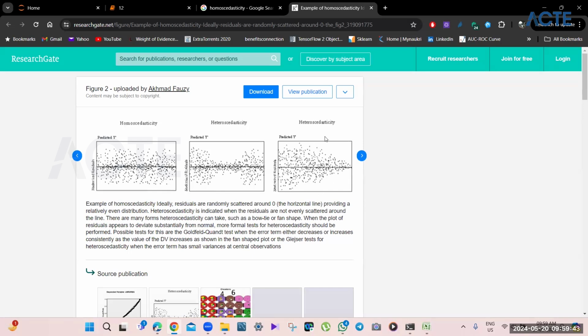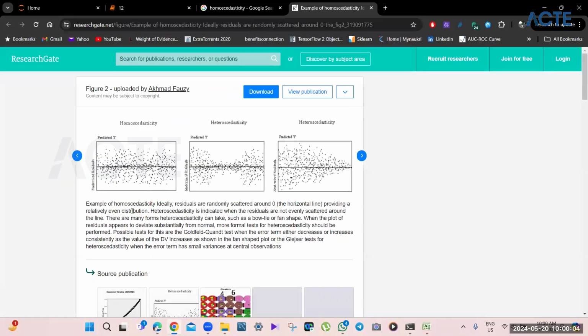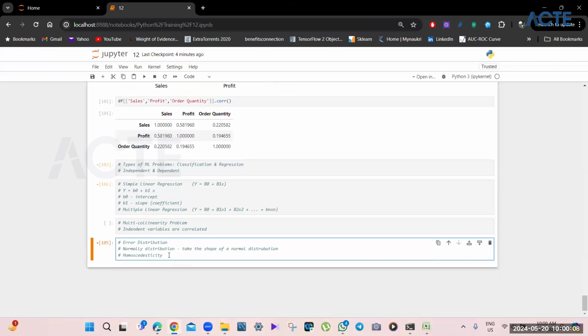So that means for these types of models, the errors are not coming randomly. The errors are probably following a pattern. That means the model has not been able to derive the equation correctly. There is something wrong with the model. So, homoscedasticity. These are the two crucial points.